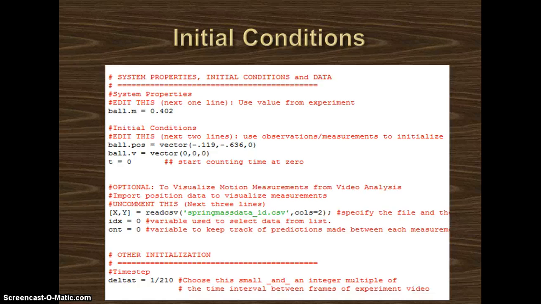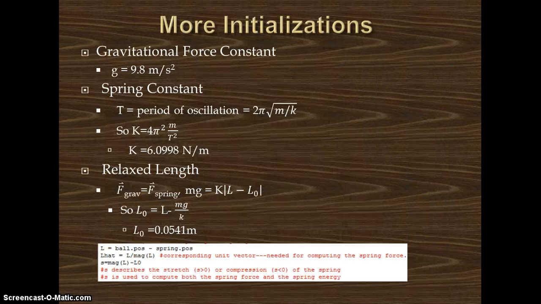Next, I set my initial conditions. Given mass is 0.402 grams, initial position I obtained from Tracker, initial velocity is a zero vector since it's starting from rest, and my start time is at t equals 0, as well as my time step, which I chose to be a very small number. Other initializations include defining my known gravitational constant. I also had to use some physics intuition to define my spring constant and relaxed length.